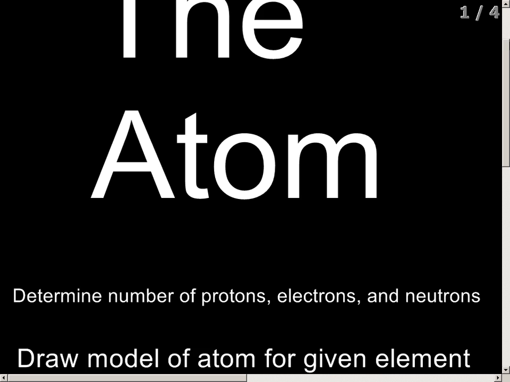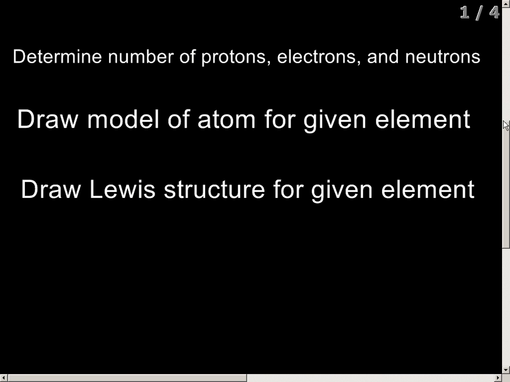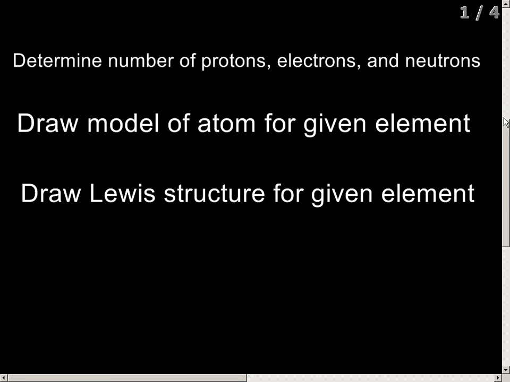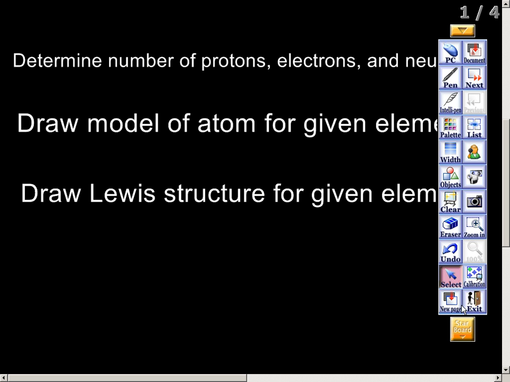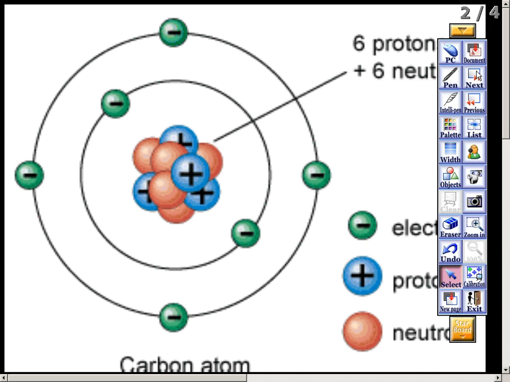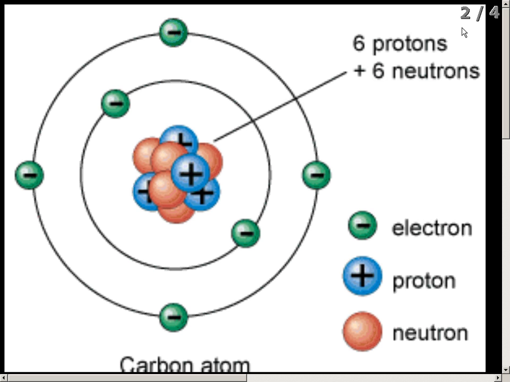Now by the end of this video you should be able to determine the number of protons, electrons, and neutrons for a given element, draw a model of the atom for that element, and the Lewis structure for that element. So first of all, what does an atom look like? What is it made of?